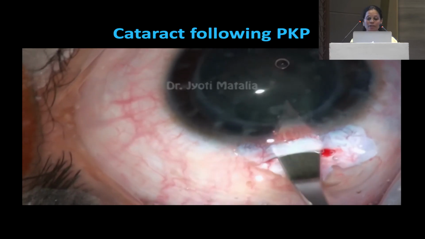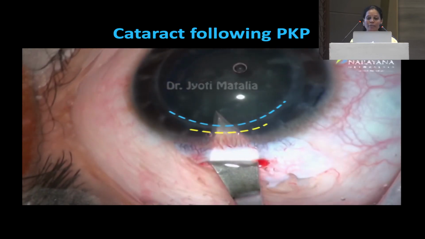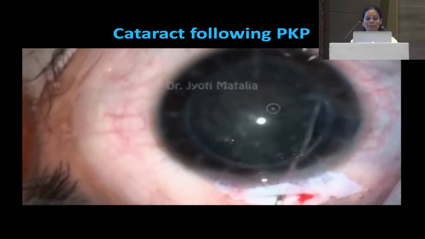Now the entry you can see is done behind the graft host junction. We don't want that to open up. This is a child, so we have to be careful. Again and again, you cannot put him through another PKP.